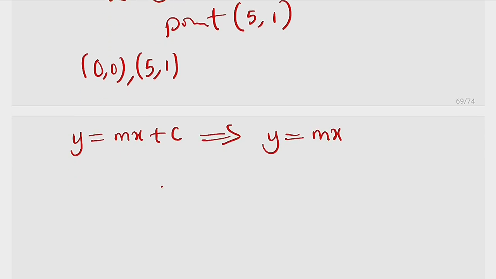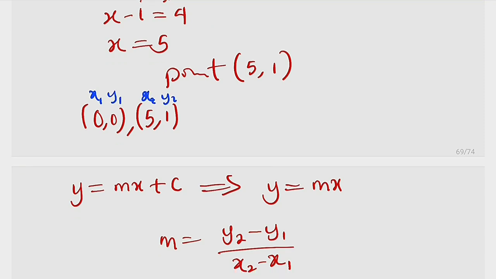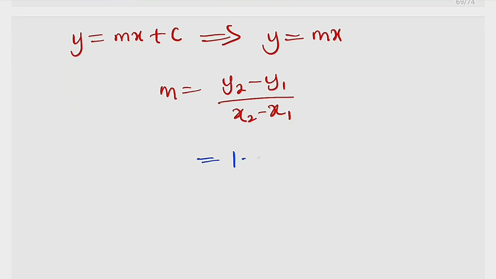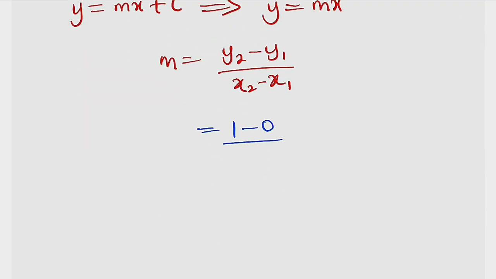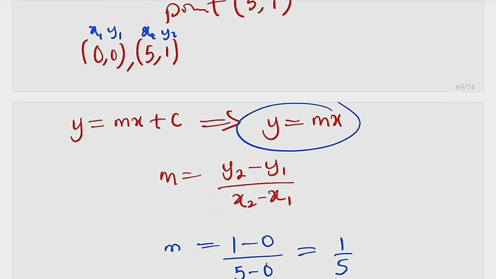m is the slope, which can be obtained by taking y2 minus y1 divided by x2 minus x1. So I would like to call this one x1, this is y1, this is x2, this is y2. So it will be 1 minus 0 divided by 5 minus 0. This is equal to just 1 divided by 5. So m is equal to 1 divided by 5. Therefore, the equation we are looking for is y equals 1 divided by 5 times x. Remember, c is 0, so we only have mx.